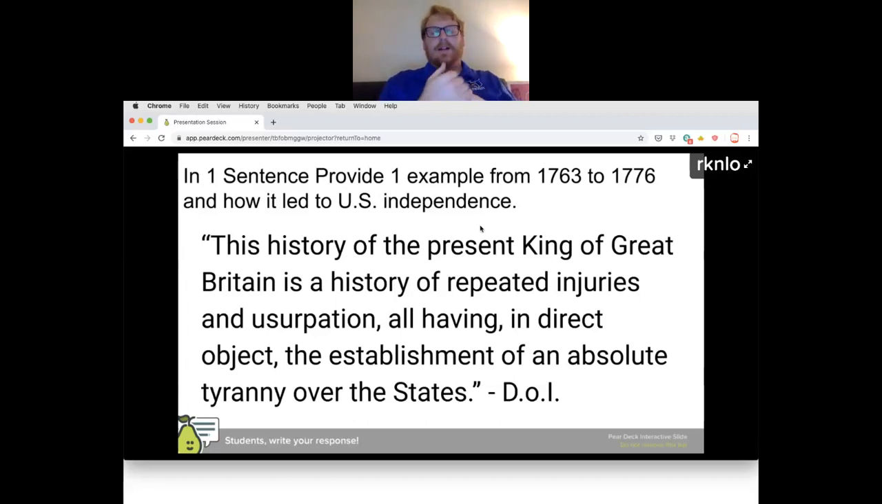This is from the Declaration of Independence for those of you who do not know. "The history of the present King of Great Britain is a history of repeated injuries and usurpations, all having in direct object the establishment of an absolute tyranny over these states." So give me one example of what the colonists would consider a repeated injury or usurpation, and how did it lead to U.S. independence?